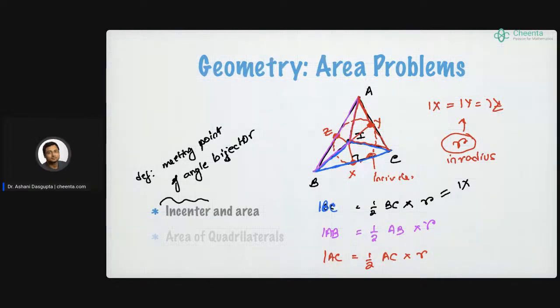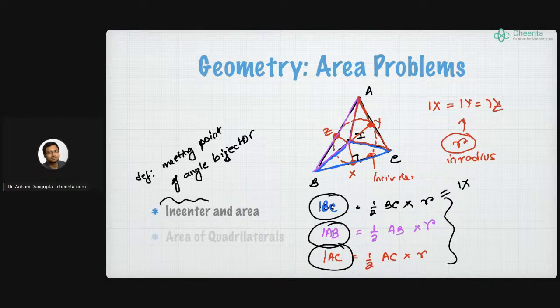So what we can do is we can add all of these up. So IBC, IAB, and IAC, we can add all of them to get the triangle ABC. You get the entire triangle ABC, the area of the entire triangle ABC, which we will denote by delta. This will be half times r, you can take r common, because r is in all three of them. Then you can add BC, AB, and AC. So BC plus AB plus AC. Okay.